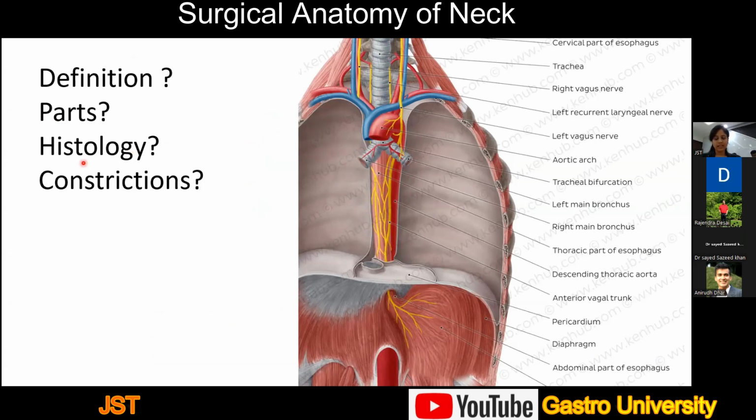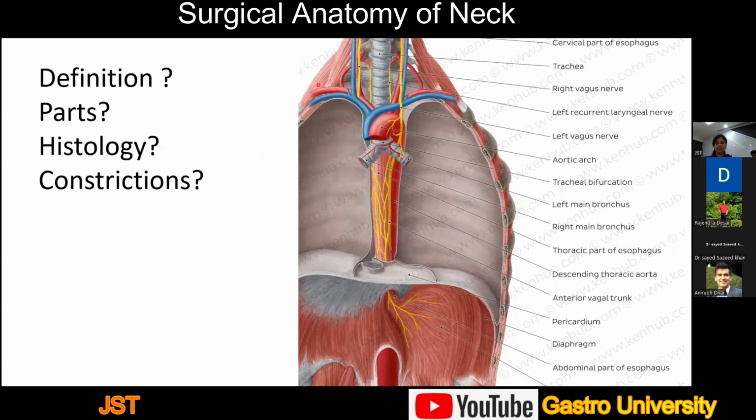Now, talking about the histology, we know the esophagus has 4 layers. The first is the mucosa, which is the innermost. Mucosa is non-keratinized stratified squamous epithelium, lamina propria, and smooth muscle layers. The submucosa has glands and papillae. The muscularis externa has striated muscle in the upper third, striated and smooth in the middle, and smooth in the lower third. The adventitia is the fibromuscular adventitia.